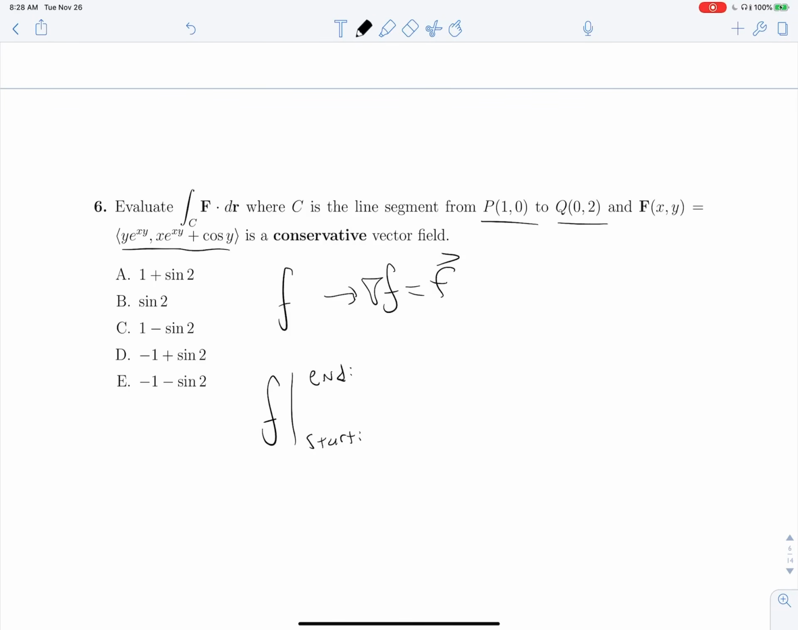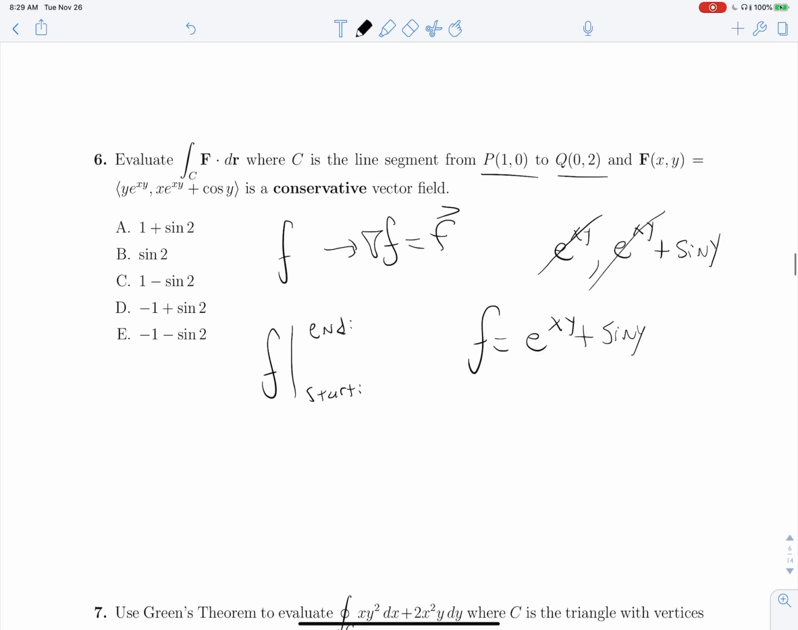So in order to find this potential function, we have to take antiderivatives of these two components with respect to whatever component they are. So the antiderivative of y e to the xy is going to be e to the xy, and then moving on to the second component, we will get e to the xy plus sine y. And so we see we have overlap here. We only count this overlap once, and our final potential function is e to the xy plus sine y.